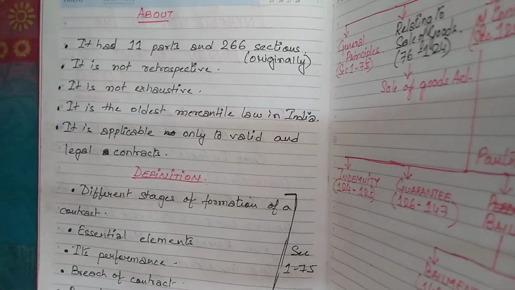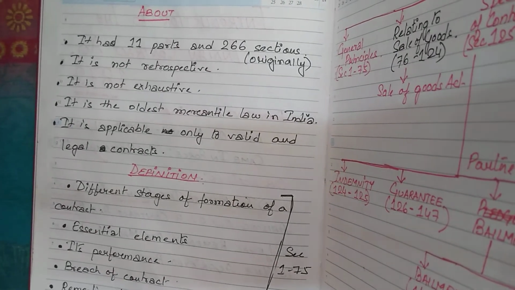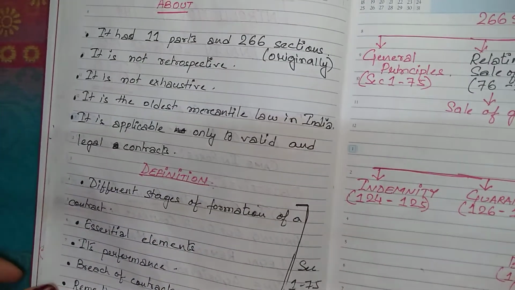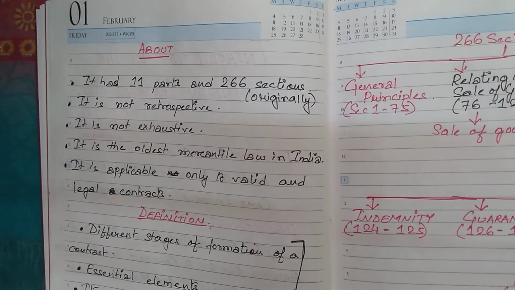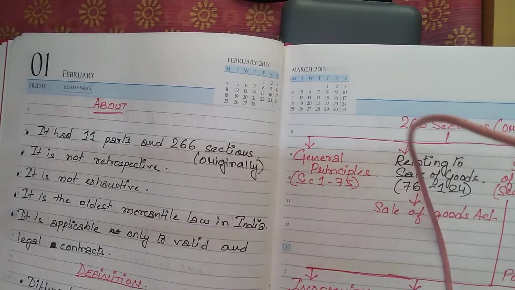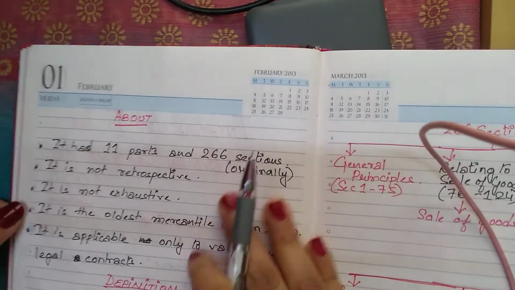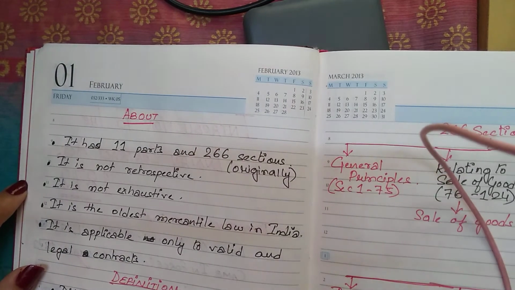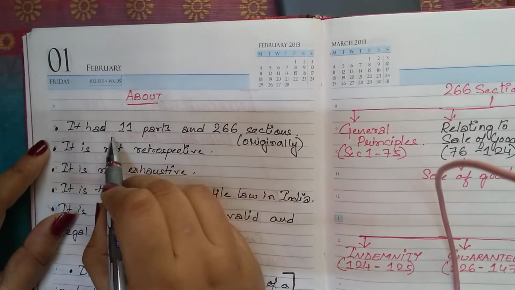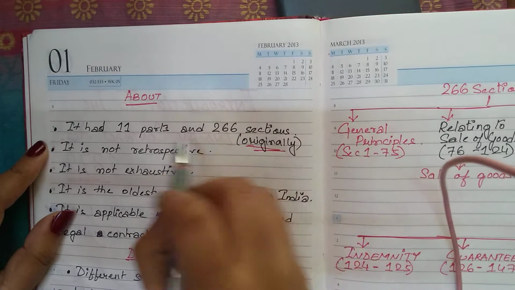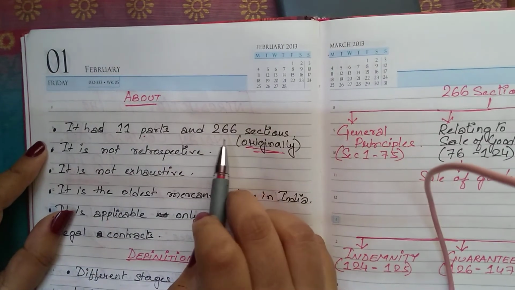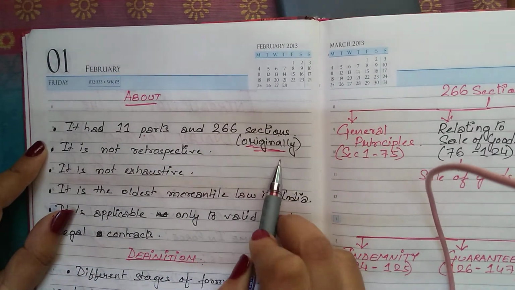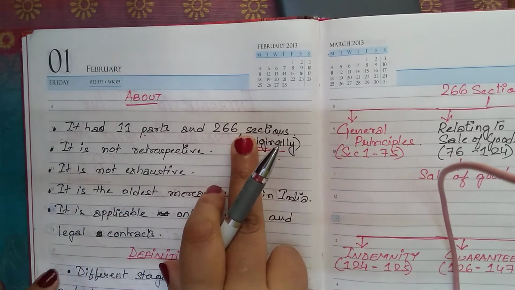So what is this act about? Let us talk about what this act consists of, how many sections are there, and what are the main features of this act. This act originally had 11 parts and 266 sections.